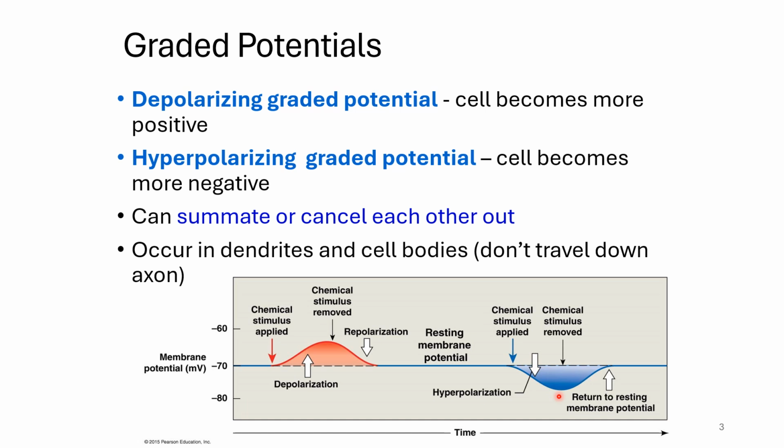Now, when you're talking about the dendrites or the cell bodies, we're not talking about what's happening at the axon yet. That's coming up in just a minute. But at the dendrites and the cell bodies, these types of potentials can summate. That means they can be additive, adding on top of each other, or they might cancel each other out. You might have a depolarizing potential with a hyperpolarizing potential. And what we haven't gotten to yet, but we will a little bit later, is that these potentials can happen from different types of neurotransmitters that may interact with that neuron.